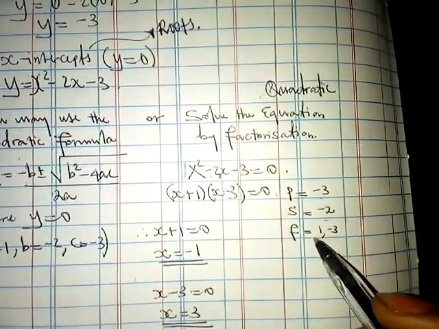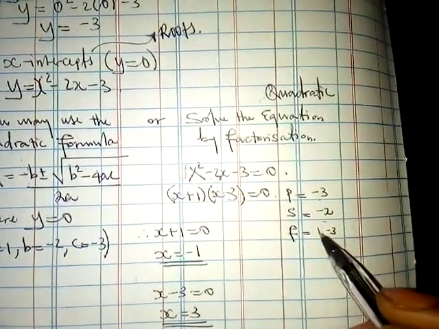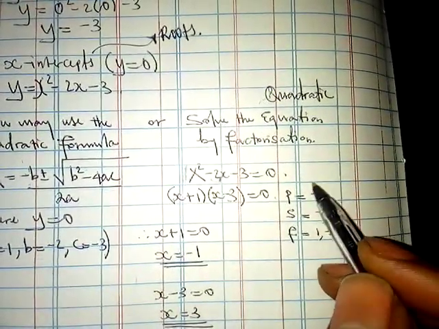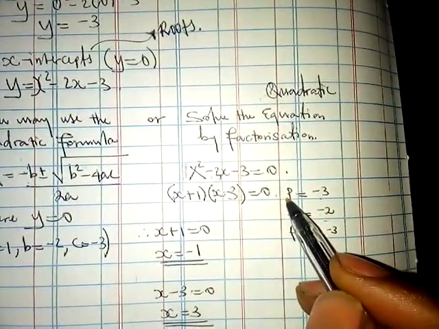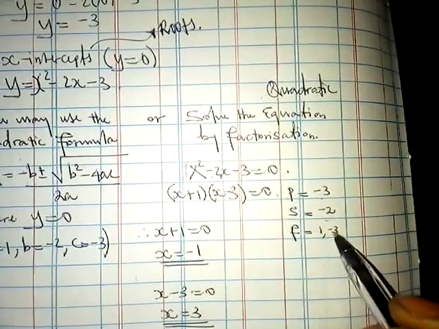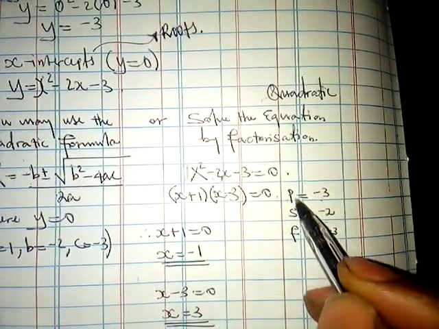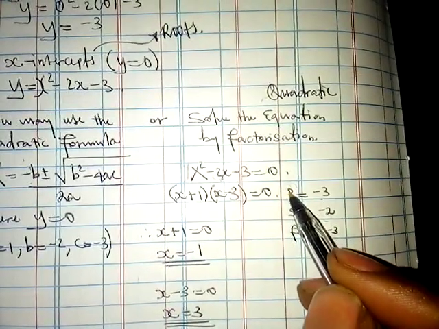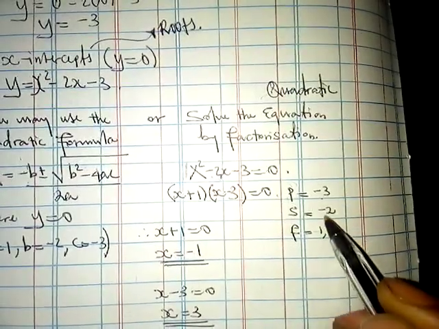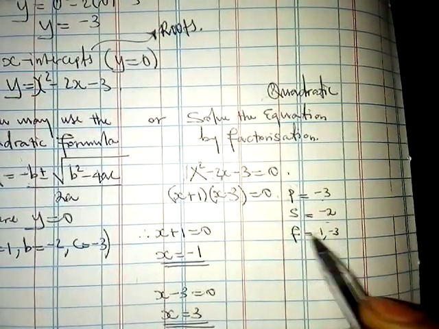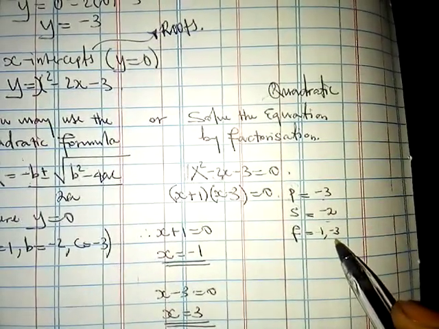Well, our factors here are going to be 1 and negative 3. These are two numbers. How is it that when we multiply them, they give us negative 3, hence product, and when we add them, they give us negative 2, hence sum? Sum means addition. Product means multiplication. So your factors are basically those numbers. When you add them, they give you your sum. When you multiply them, they give you your product. So 1 and negative 3.